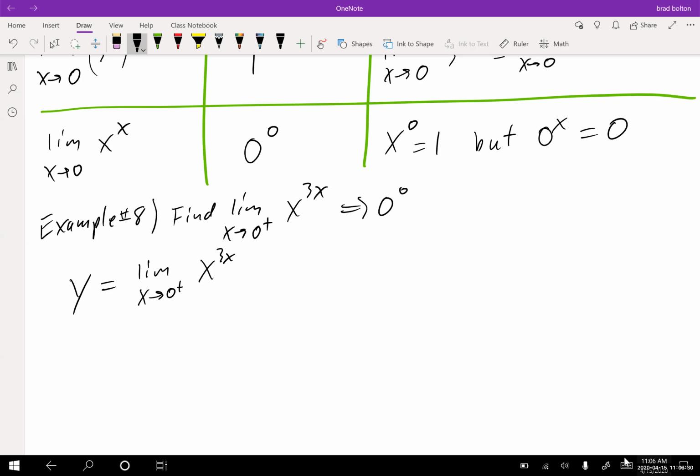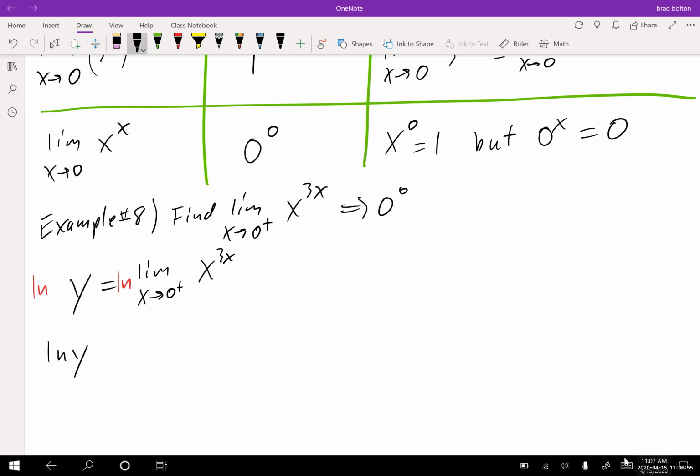Hopefully you remember that there was a certain function that allowed us to bring exponents down and put them on a level playing field. Natural logs have a property that allows you to take exponents of the argument and move them to the front of the log and make it multiplication. So we're going to do that right now. We're going to take the natural log of both sides, okay?